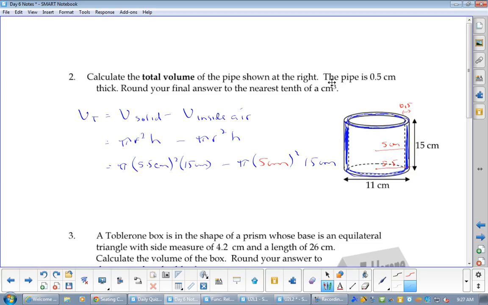Okay, right here. The pipe is 0.5 centimeters. Yeah, no, that's a good question. I should have done that. I'm going to do this. Okay? I can guarantee you're not the only one that didn't know where I got that from.